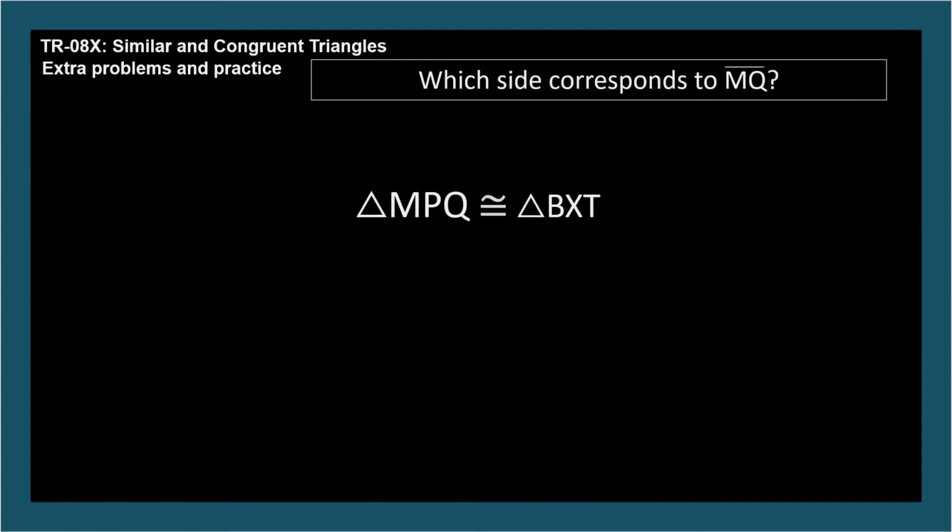Which side corresponds to line segment MQ? This time we're given a similarity expression but not a diagram. Since the points are listed in corresponding order, we find M and Q in the first triangle and note the corresponding positions in the second. So line segment BT corresponds to line segment MQ.